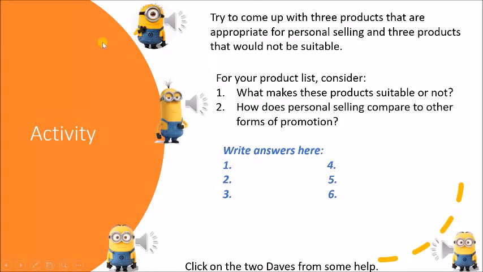When deciding on your products, you need to consider what makes these products suitable or not. How does personal selling compare to other forms of promotion? Personal selling is very useful for promoting products that can be complicated or have many different features. For example, home insurance or a new car.